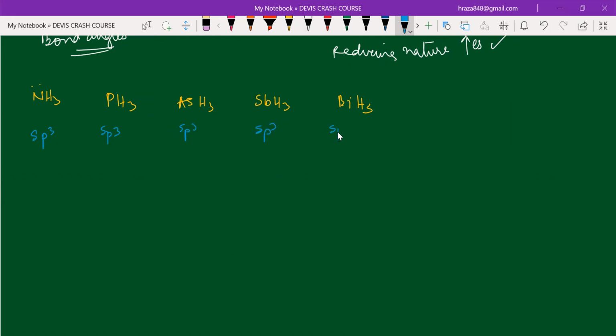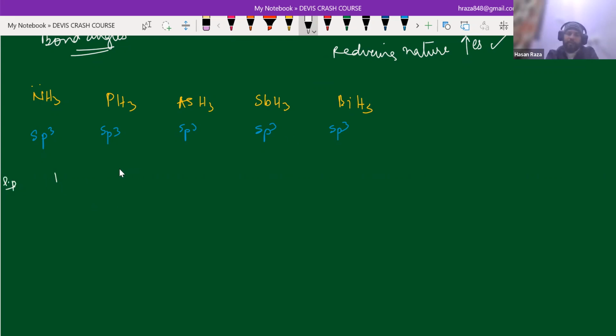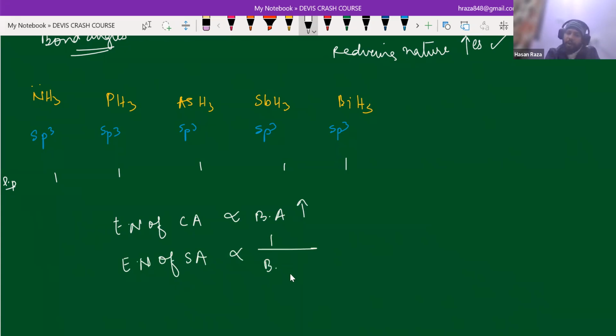So if the hybridization is different, you can easily tell which bond angle is greater and which one is lesser. But if the hybridization is the same, then go for lone pair. You can see everyone has one lone pair, so you cannot differentiate. Now, if this fails, then go for the electronegativity of the central atom. If the electronegativity of the central atom is greater, that means the bond angle is greater. And the electronegativity of the surrounding atom is inversely proportional to the bond angle.